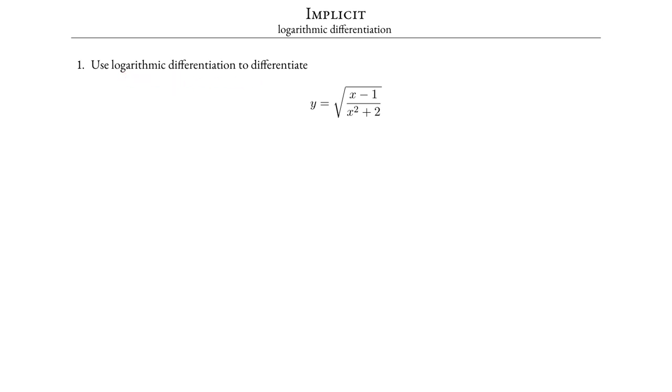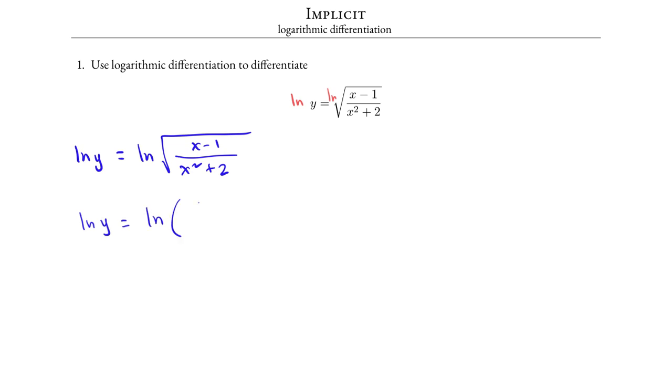The first step in logarithmic differentiation is to take the log of both sides of the equation, ln on the left and ln on the right. This will give us ln of y equals ln of the square root of (x minus 1) over (x squared plus 2). Then we will use log properties to rewrite or expand the ln on the right hand side.